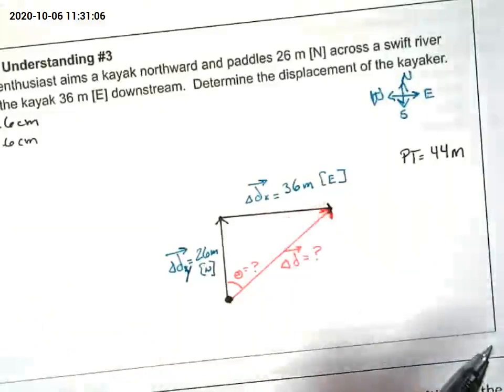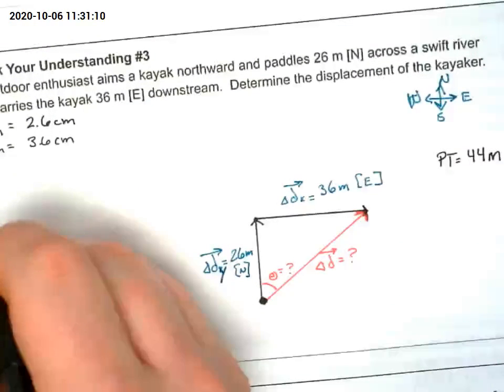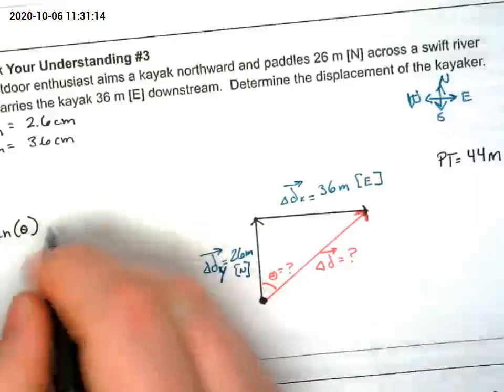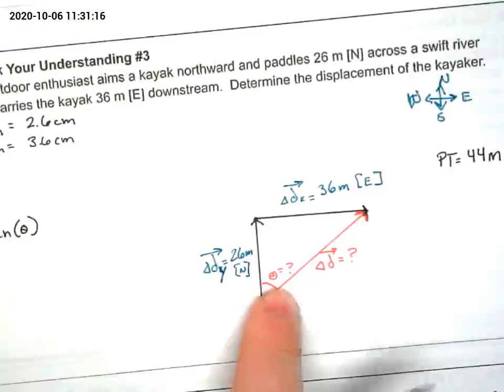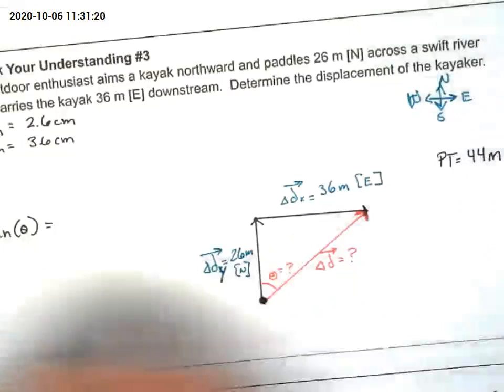We're going to use tangent here. Or sorry, we're going to use tangent to find theta first, my bad. Tangent of theta, which we don't know yet, is going to be opposite over adjacent.